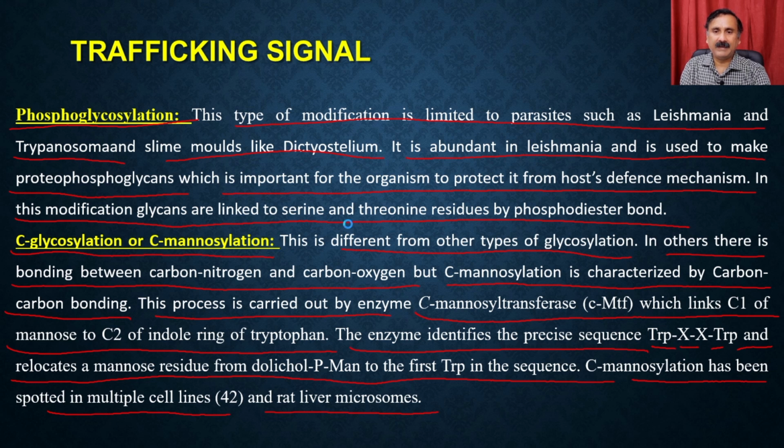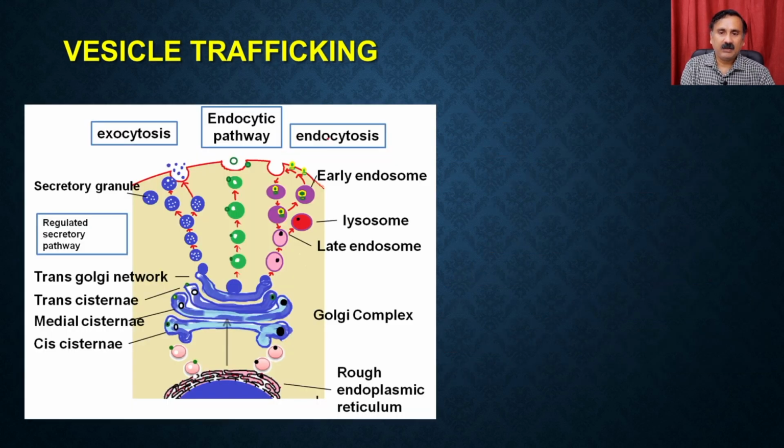How is it going to happen? In vesicular trafficking, you can have three different pathways. You can have exocytosis, you can have endocytosis, and then you can also have the distribution of the molecules within the cell types. And the three organelles which are going to participate in this are the rough endoplasmic reticulum, the Golgi complex, and the lysosomes.